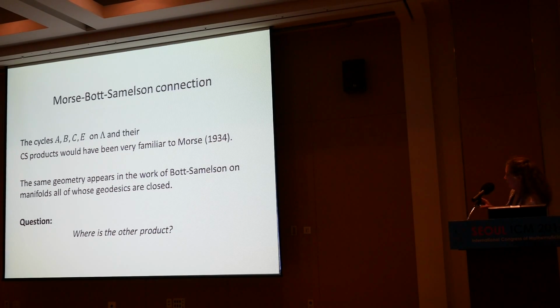Okay, so the cycles A, B, C, E that I just showed you on the free loop space, and their Chas-Sullivan products. In particular, when you multiply any element with that class C, consisting of all circles great and small, that's always injective on the homology of the free loops.